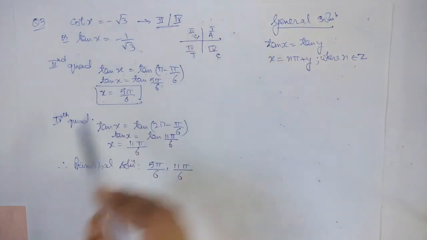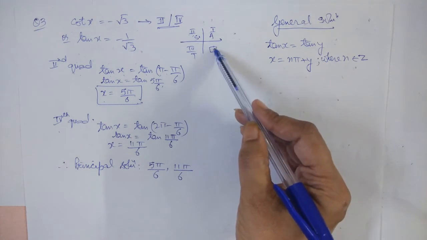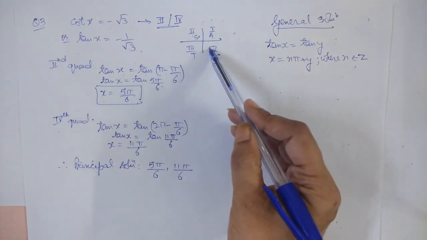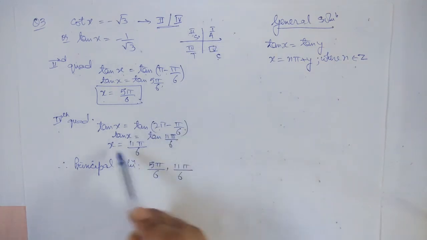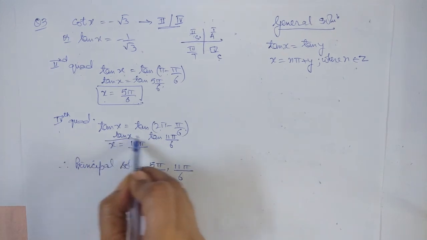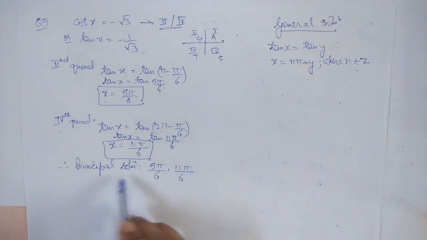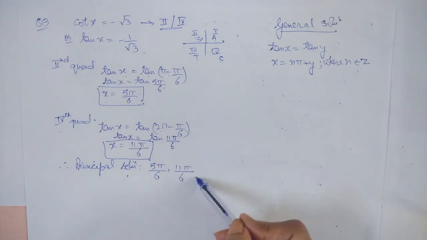Similarly, for the fourth quadrant, either it is 360 minus theta or 270 plus theta. So we will not take 270 plus theta. So it will be 360 minus theta. Comparing it, we will get x value as 11 pi by 6. So the principal solutions are 5 pi by 6 and 11 pi by 6.